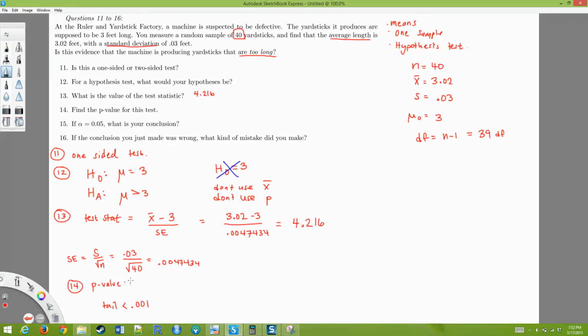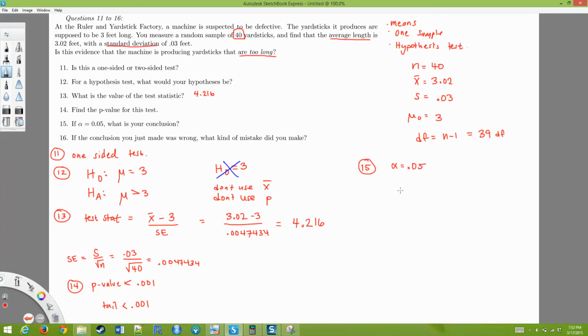So the p-value is less than 0.001. I know it's silly, but there were enough of you who made a mistake with the way the less than/greater than sign should be pointed that I feel like it's worth bringing up. Okay, if alpha is 0.05, what is our conclusion?